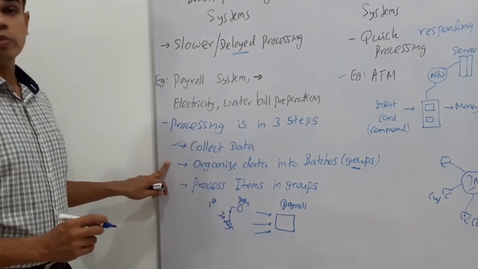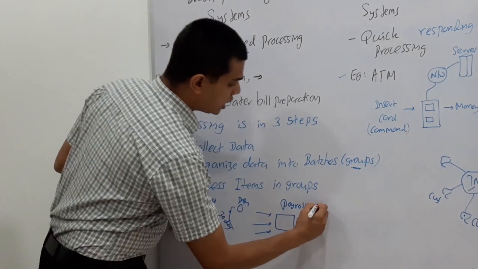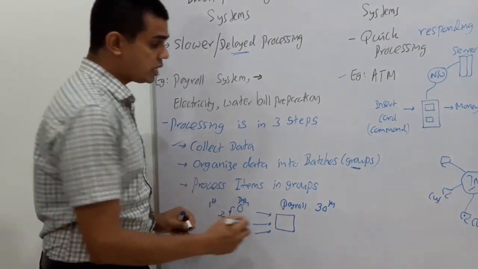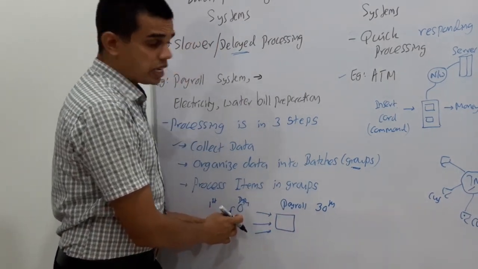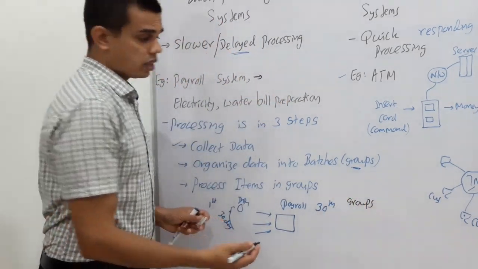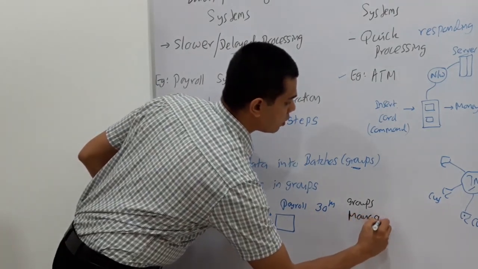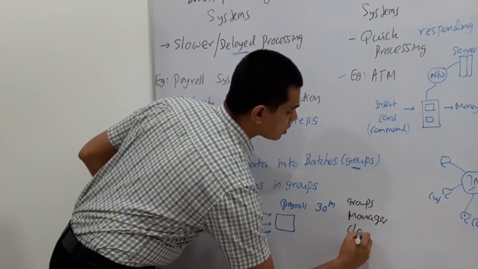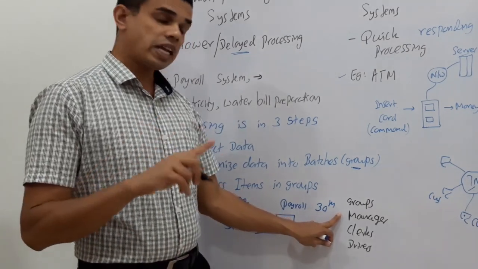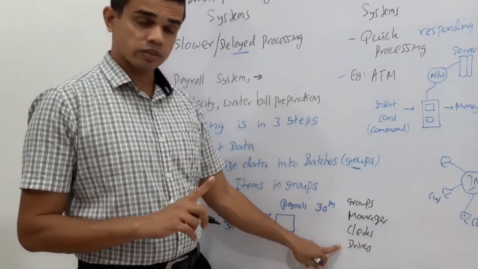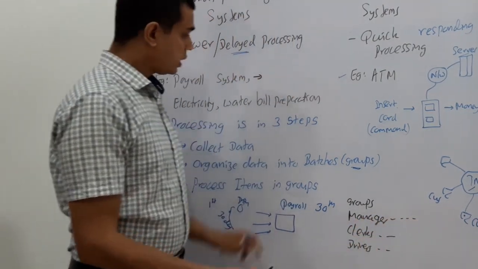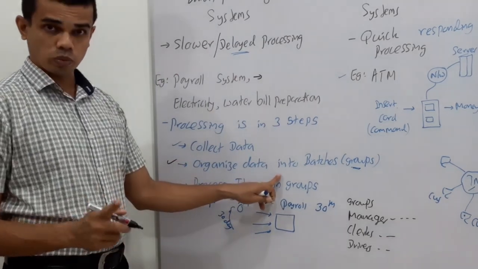Next one is organizing them into batches. So once you reach the 30th or 31st of the month, what the payroll system does is that the collected attendance details are categorized into groups in order to prepare salaries, just like managers group, then clerks, drivers. Likewise, they categorize, because the way the salary is prepared for managers and drivers is totally different. Then they find who are managers. These are managers. These are clerks. These are drivers. That's the second step, organizing them into batches, groups.